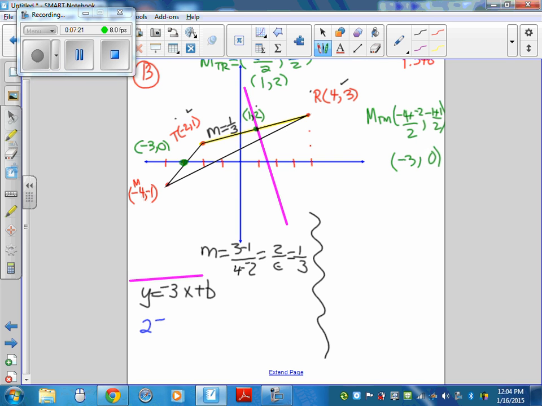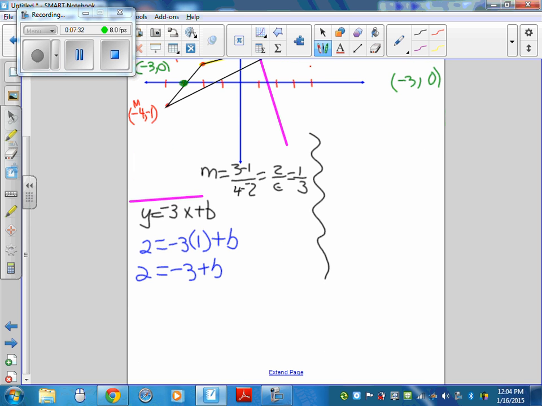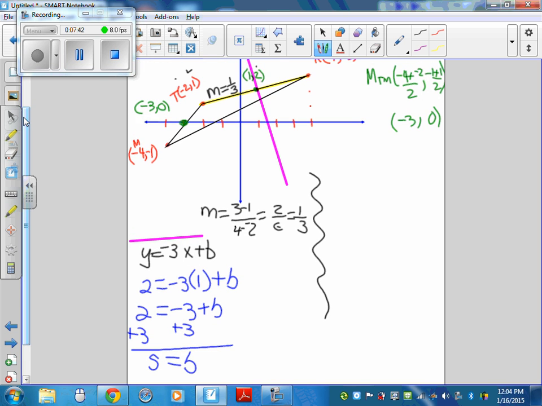Okay, so 2 equals negative 3 times 1 plus b. So 2 equals negative 3 plus b. So add 3 to both sides. B equals 5. So the equation of that pink line is y equals negative 3x plus 5.